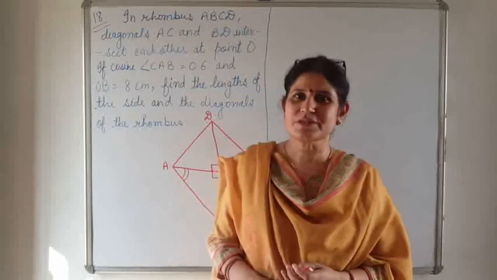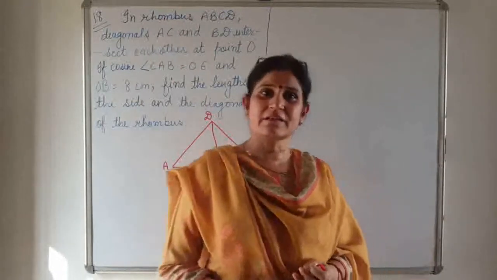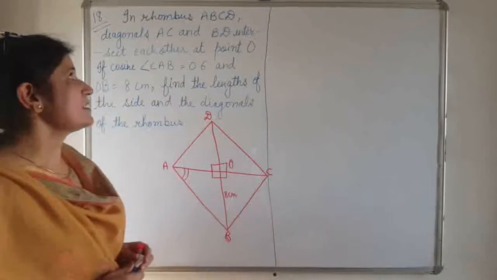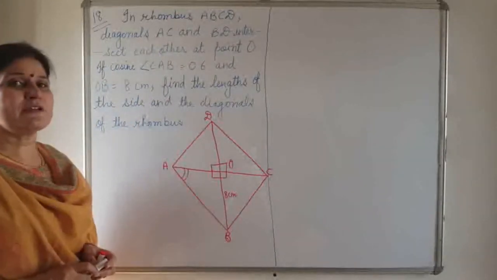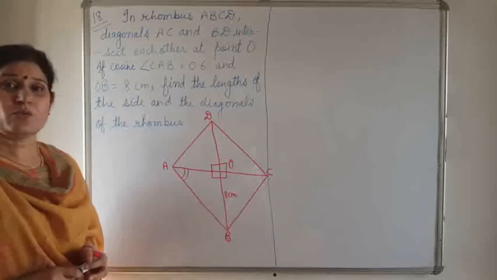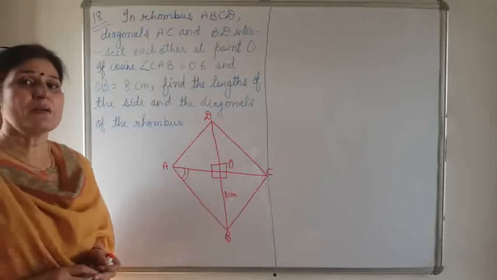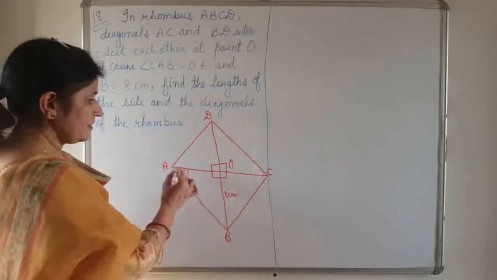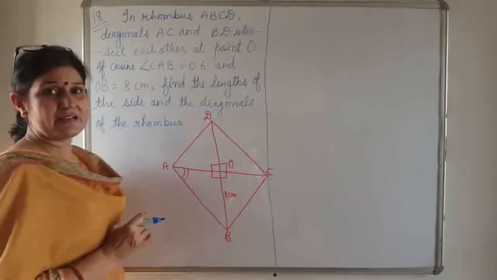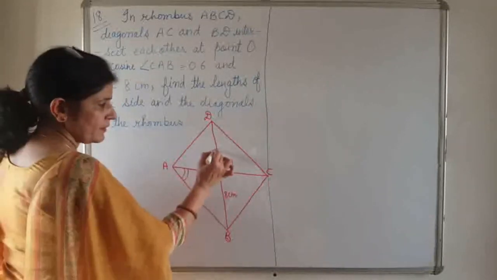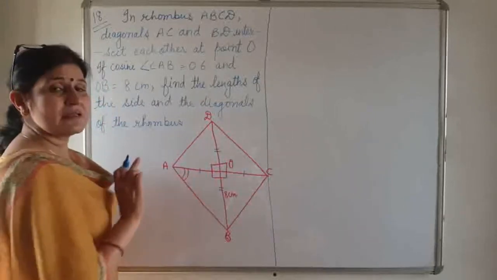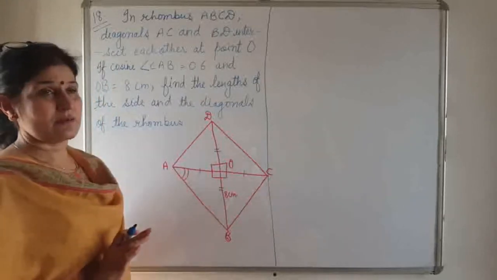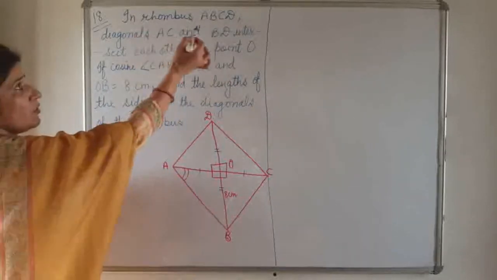Our next question, question number 18. In this question, rhombus is given. Now what do you mean by a rhombus? Rhombus is a four-sided figure in which all the sides are equal and opposite sides are parallel. Secondly, the diagonals bisect each other at 90. That means these parts are same and this angle is 90. This is property.